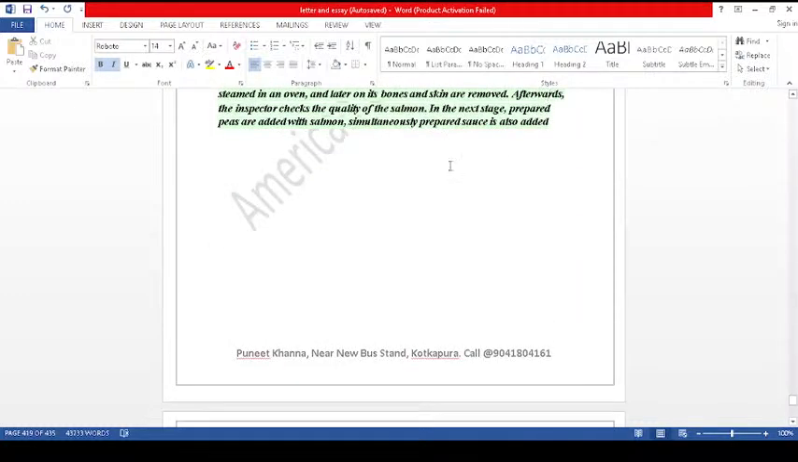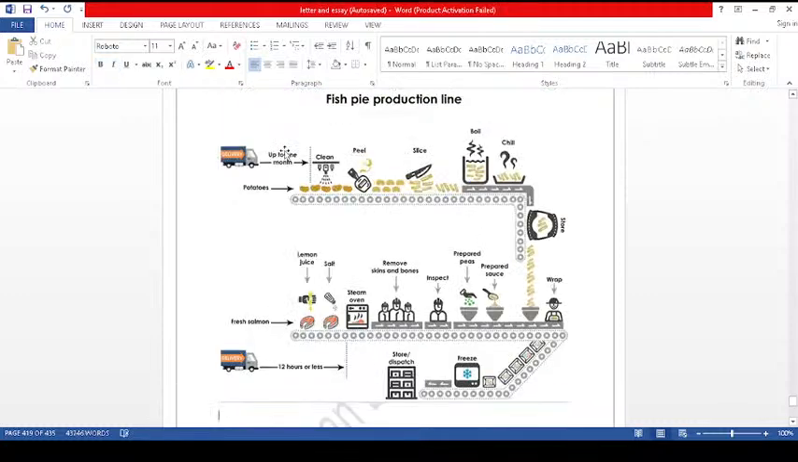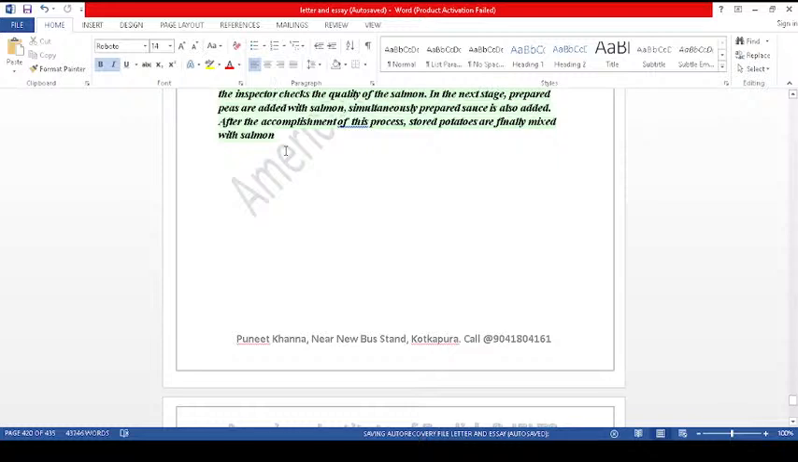after the accomplishment of this process, stored potatoes are finally mixed with salmon, which later on is wrapped by an employee. You can simply say, clear. So after the accomplishment of this process, stored potatoes are finally mixed with salmon.